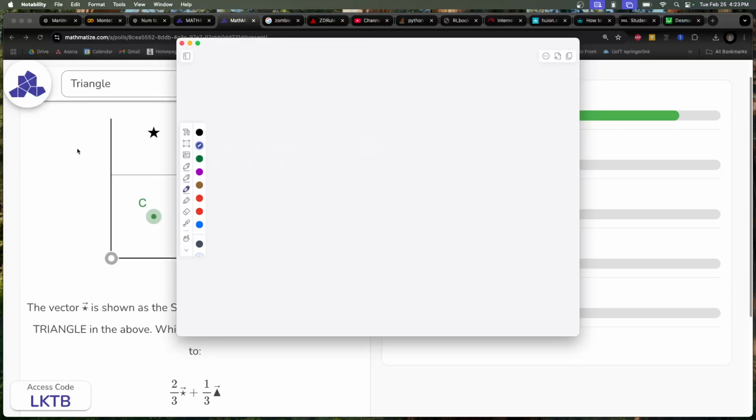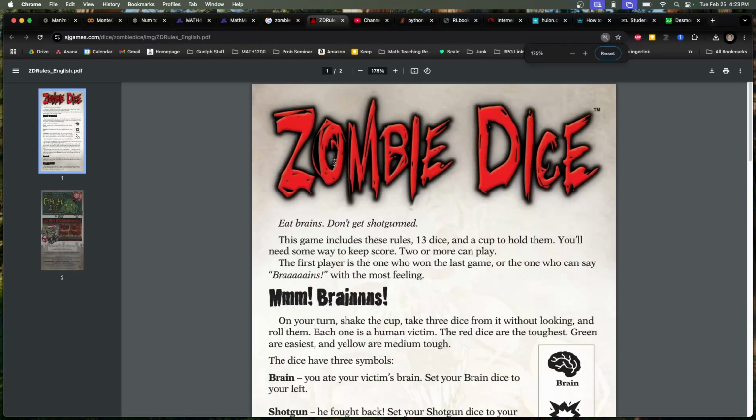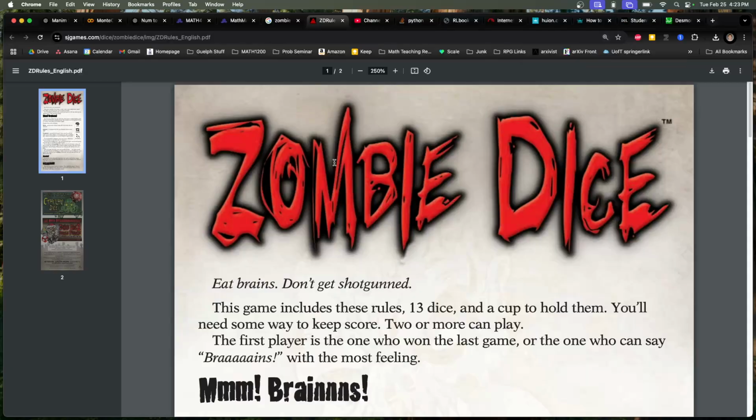It's a game very similar to Pig called Zombie Dice. So here is the game Zombie Dice that we're going to be doing. The tagline of the game is "Eat brains, don't get shotgunned." So unlike most zombie-themed things where you fight the zombies, in this game you are the zombies. Okay, so how does this game work? Let's get them out. Hopefully they're in my backpack. So here are the zombie dice.